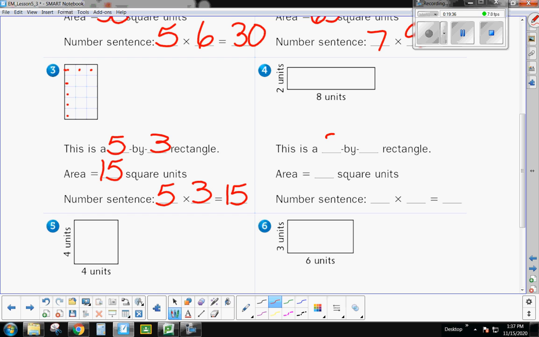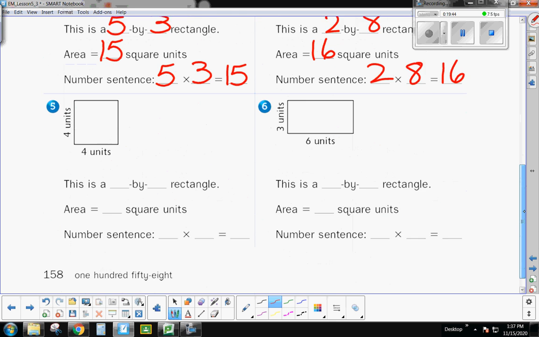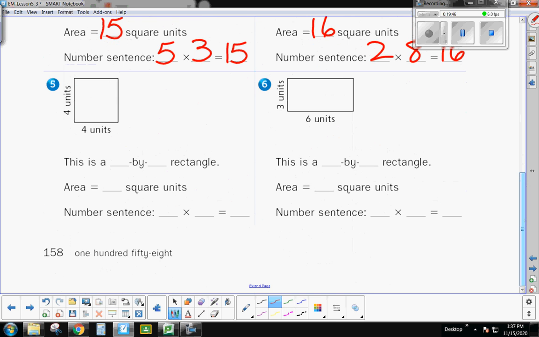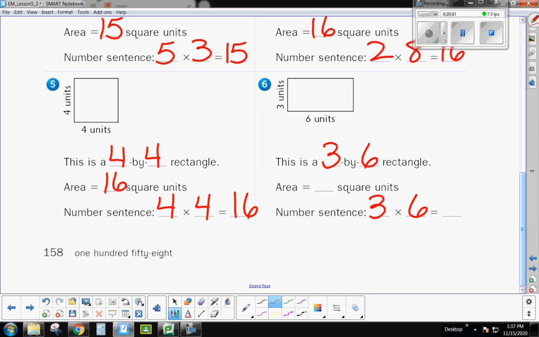All right, this is a 2 by 8 rectangle. So 2 times 8 equals 16 square units. Number 5, this is a 4 by 4 rectangle. So 4 times 4 equals 16 square units. And number 6, this is a 3 by 6 rectangle. The area, 3 times 6 equals 18.